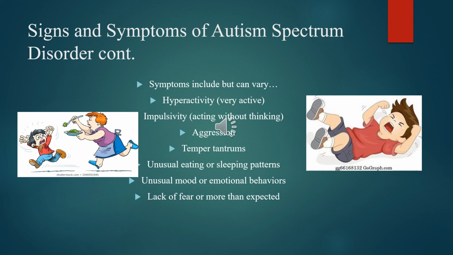The child may also be very impulsive, show signs of aggression by hurting or harming themselves or others, may act out with temper tantrums, unusual eating or sleeping patterns observed, unusual mood or emotional behaviors. And lastly, the child may show signs of lacking fear or more fear than expected.